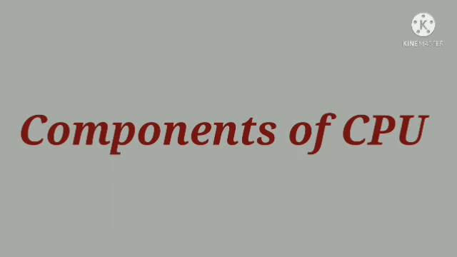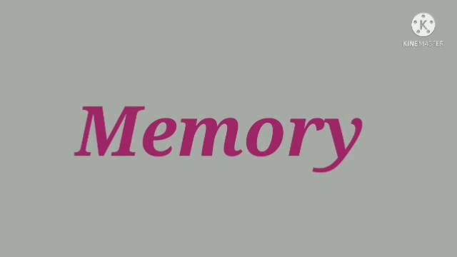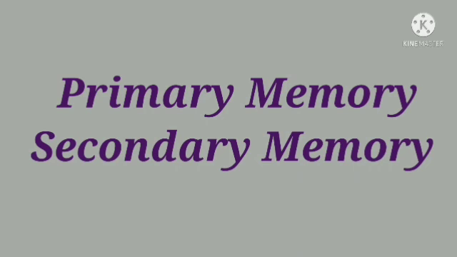Children, we had already studied about the three components of a CPU, isn't it? They are arithmetic logic unit, control unit and memory unit. Memory is the storage capacity of a computer. A computer has a large storage capacity, and the memory enables a computer to store data and instructions. There are two types of computer memory: primary memory and secondary memory.